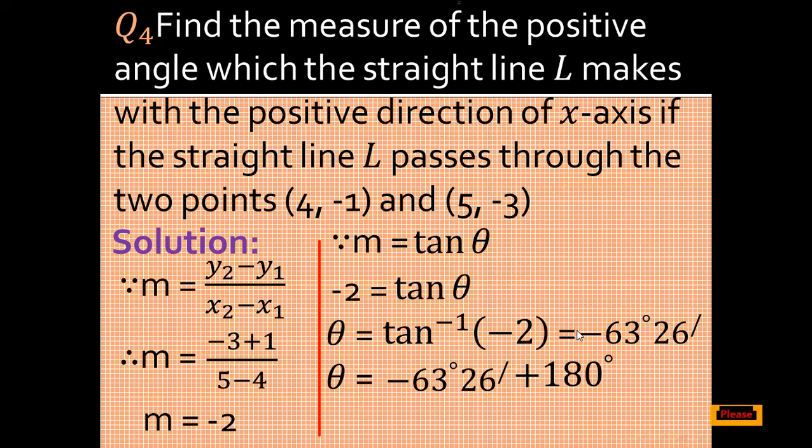This angle is negative. Now I want to find the positive angle with the straight line, where the positive direction is the x-axis. Then we add 180, sorry, we add 180, or we can add 360. 180, then the positive equals 116.